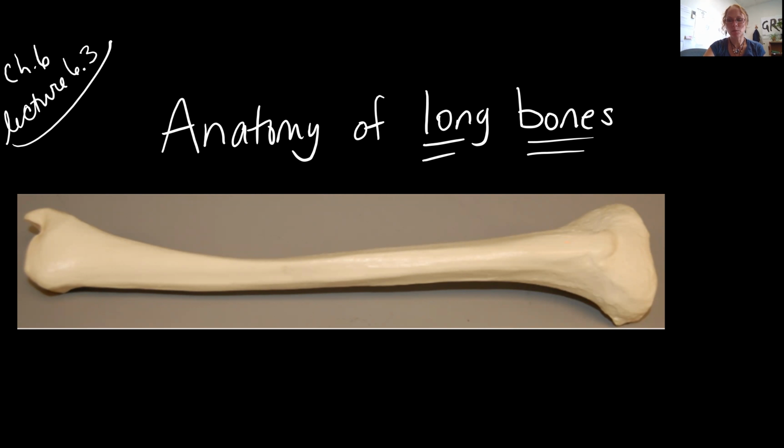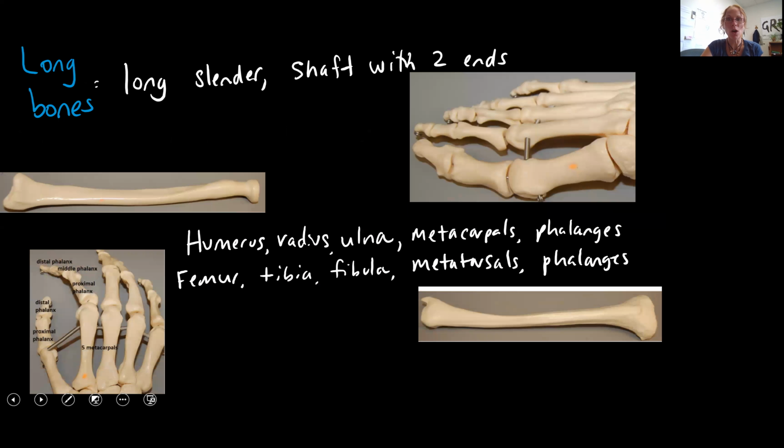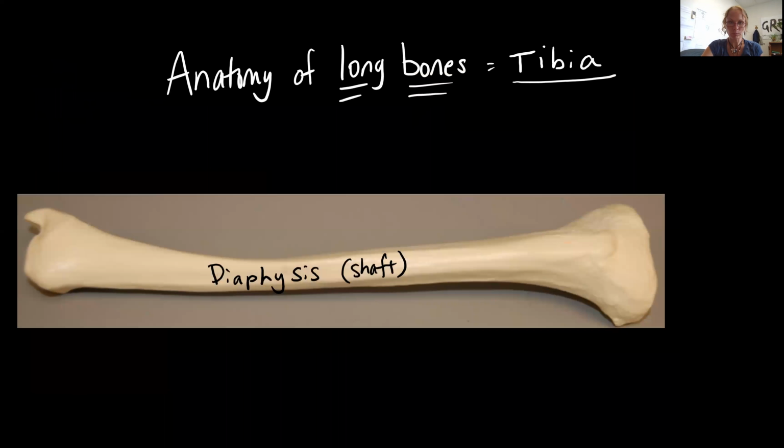Now, we talked in the previous video that there are 6 different types or shapes of bones, with the long bone being specifically long and slender, a shaft with 2 distinct ends. And we said that essentially these are the bones of the upper and lower appendages, with the exception of the carpals and tarsal bones, which are both short bones.